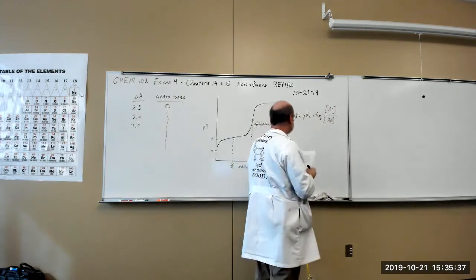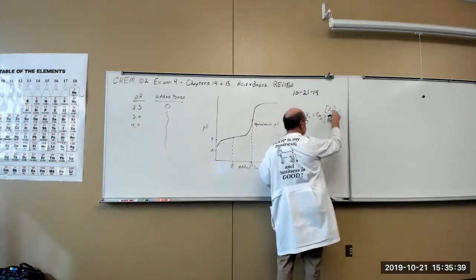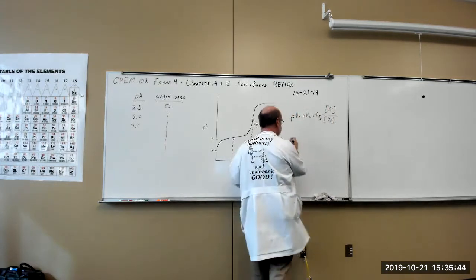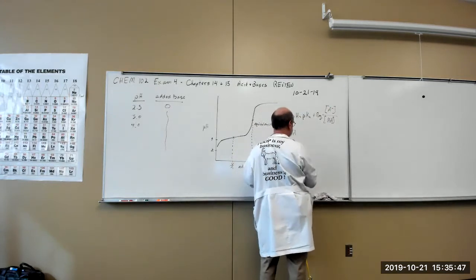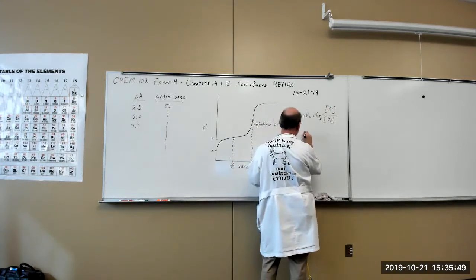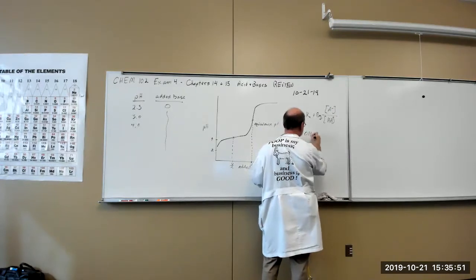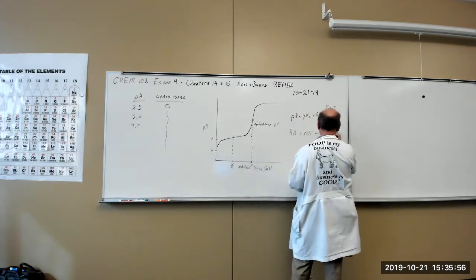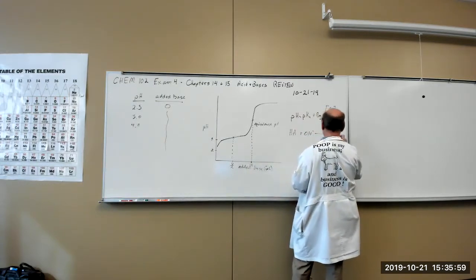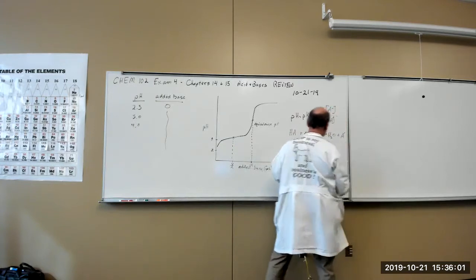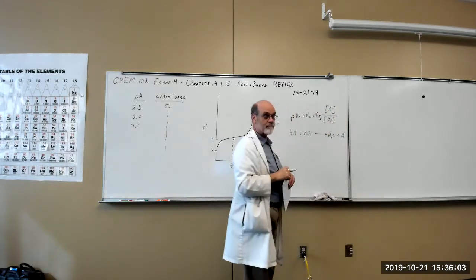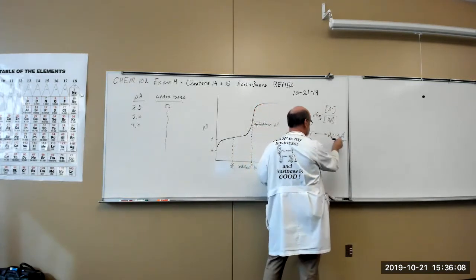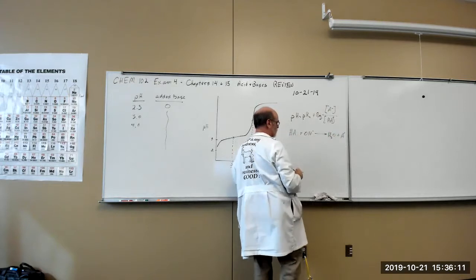Okay. I know the best buffer range is where this one is equal to that one. Okay. So if I start off with this much, and I add base to it, and we end up with water plus this one, okay? Then at what point does this one equal that one?